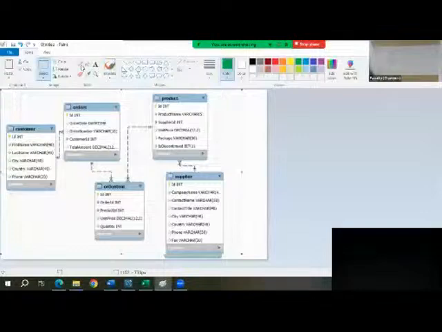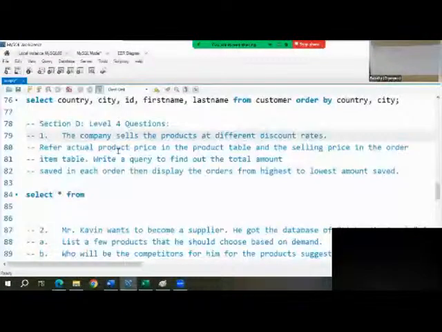So what are they saying? Product price and selling price in the order item table. Okay, so what are they saying? The company sells products at different discount rates. So there is no discount rate anywhere in our table, right? So there is no discount column.